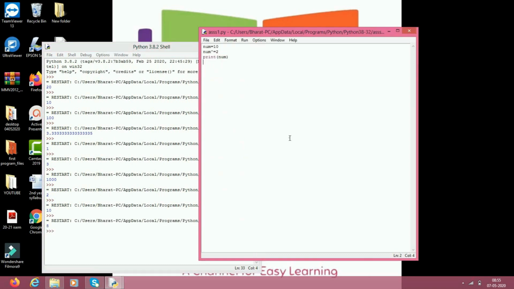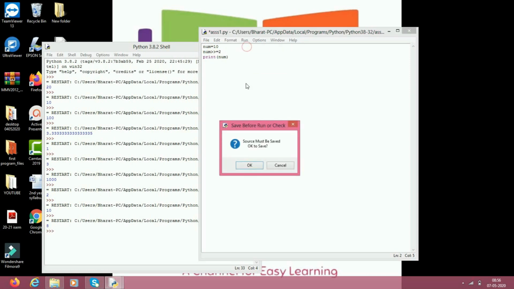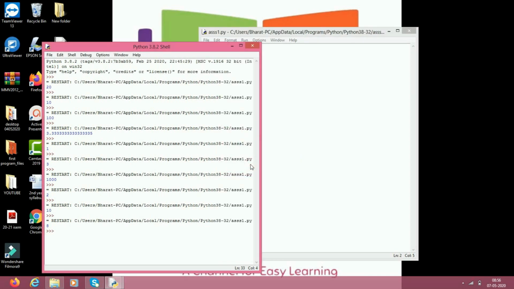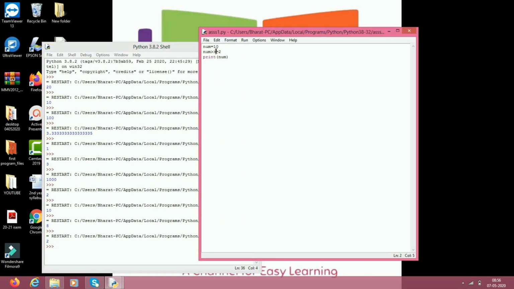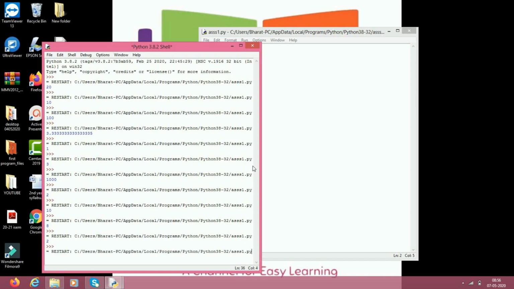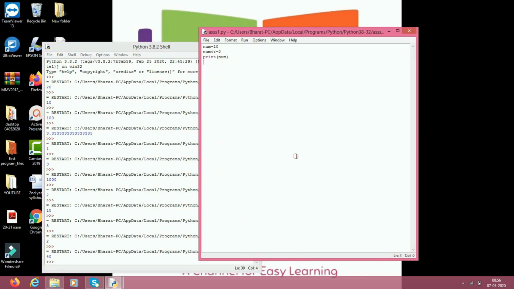Next, shift right by 2 bits. Previously we saw 1 bit shift, so this is equivalent to 2 bit shift. That means 1 0 1 0, 2 bits shift returns 2. Same like that, left shift, that means 1 0 1 0 0 0, it is 40. So these are the assignment operators.